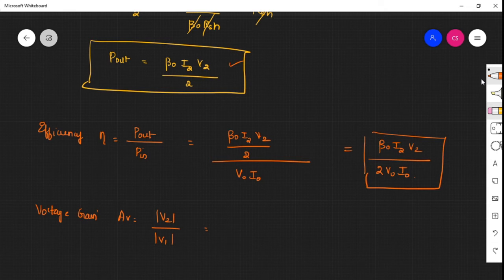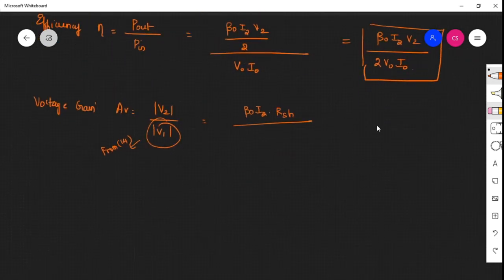Last parameter is the voltage gain, and it is a ratio of output voltage to input voltage. So for output voltage, we know V is equal to I into R. The output current was beta naught I2, the output resistance was RSH, and V1 can be found from equation 14. Equation 14 was the equation for the bunching parameter. So from that we can actually find what is V1. We had found out X as beta I V1 divided by 2 V naught into theta naught. So if you interchange the terms, we can get V1.